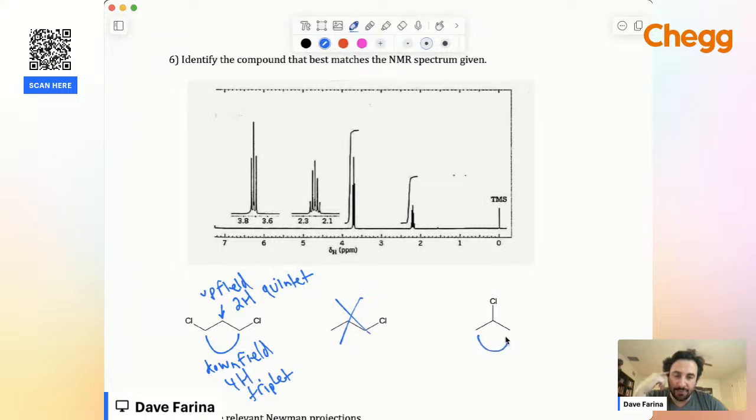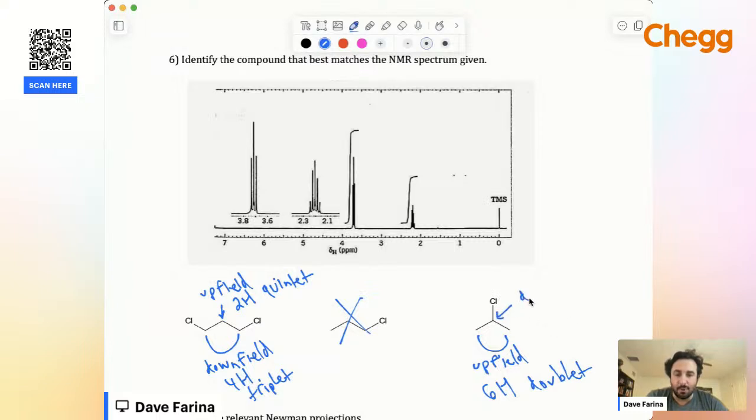Over here, this will be more upfield. It'll be integrated to 6, right? We've got 2 methyl groups. So 3 over there, 3 over there. And it'll be split into a doublet, right? Because each of these protons sees only 1 implied hydrogen next door. That's it. So now we want to do this one.